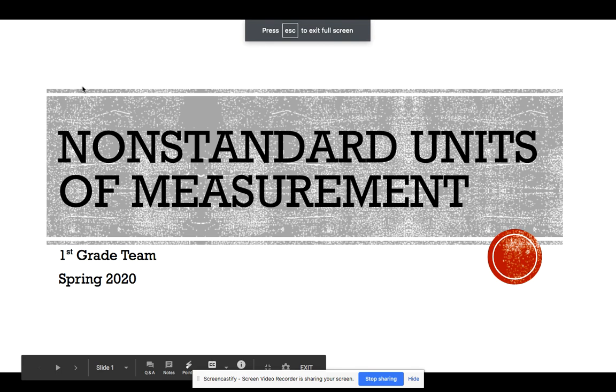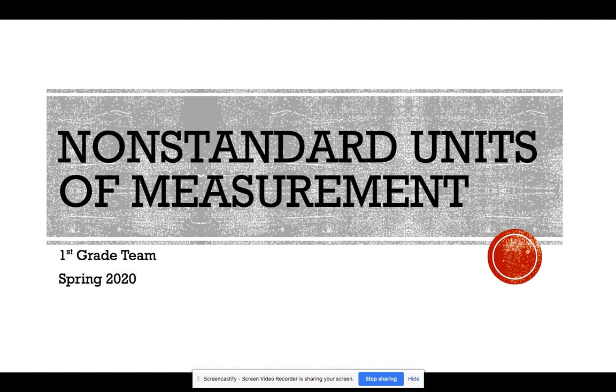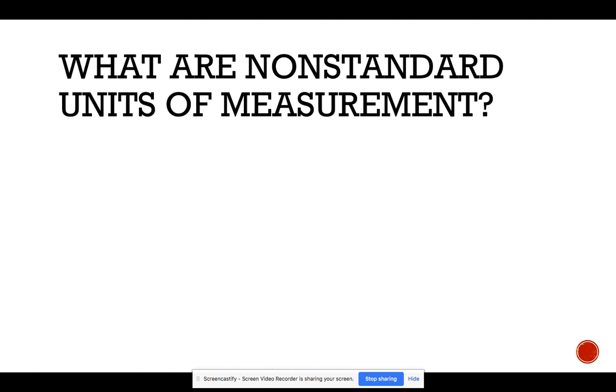Hi, boys and girls. Today we're going to start a new unit in math. Our new unit is on non-standard units of measurement. So first, what are non-standard units of measurement?